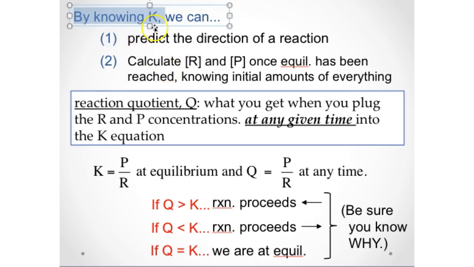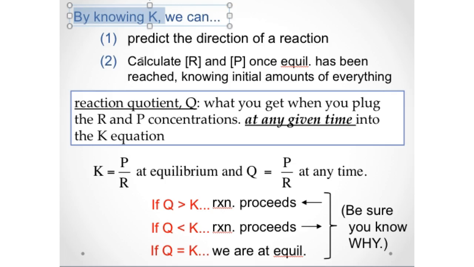So far we know that by knowing K, we can predict the direction. If K is larger than 1, it tends to move to the right. If K is less than 1, it shifts to the left. We could calculate the concentration of the reactants and products if we know K. If we're missing one variable, we could figure it out using the other concentrations or the other data that's presented to us.